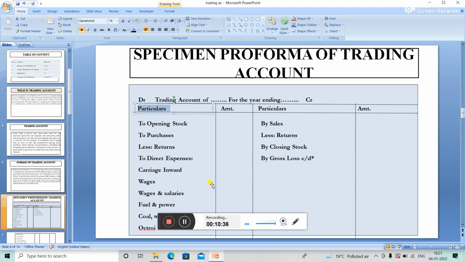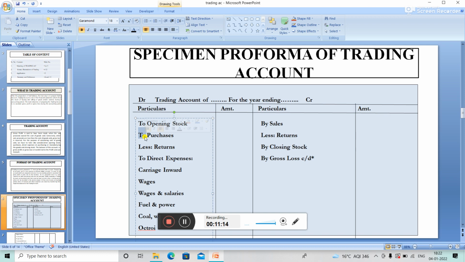Now, next, in the trading account we are going to involve the purchases. Purchases are related with what here? As I've already told you, in the trading account we are going to involve the purchase of goods, the revenue expenditure. And any kind of purchase return, if there is one, we are going to deduct it from the total purchases, and then it is called net purchases.